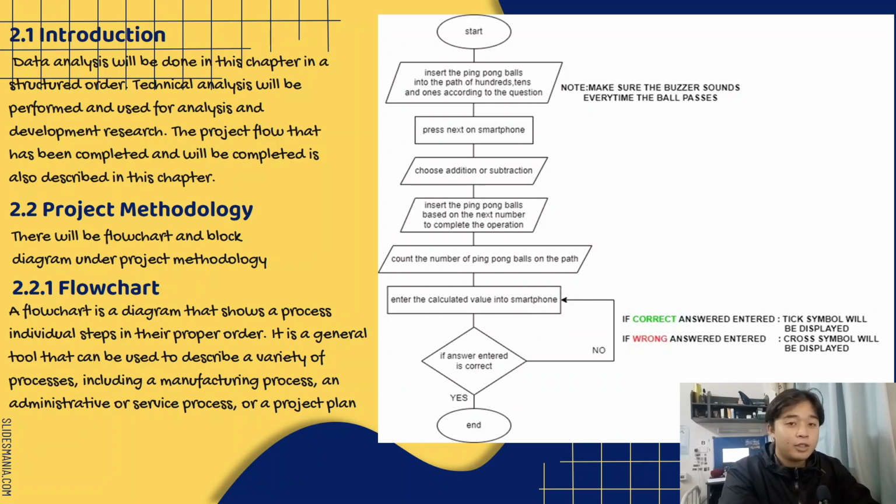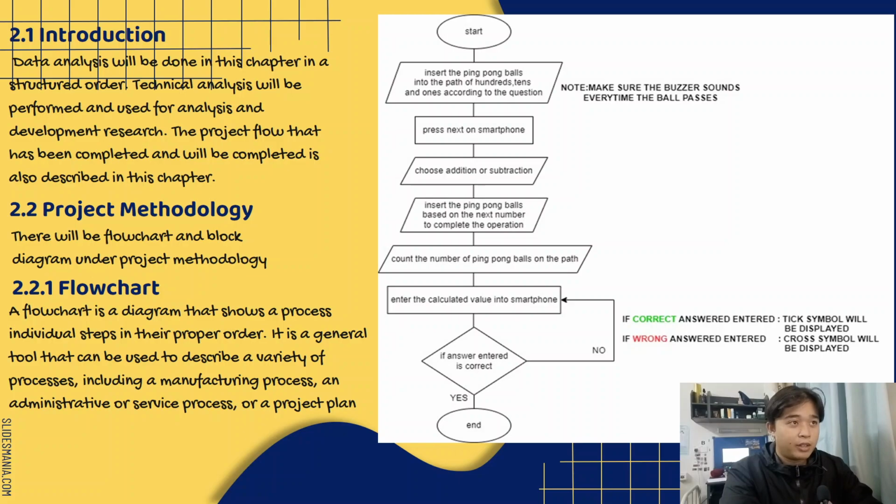So the next is project methodology. There will be a flowchart and block diagram under project methodology. So the first one is flowchart. A flowchart is a diagram that shows a process's individual steps in their proper order. It is a general tool that can be used to describe a variety of processes, including a manufacturing process, an administrative or service process, or a project plan.